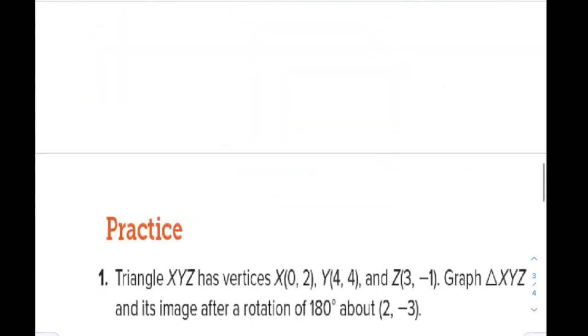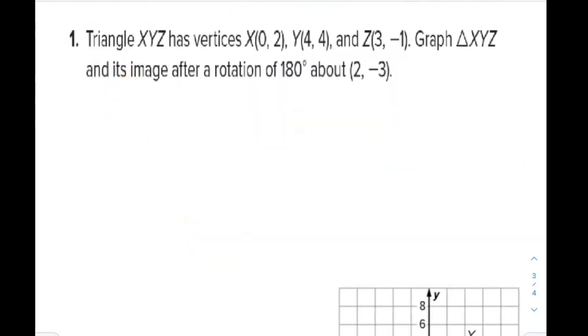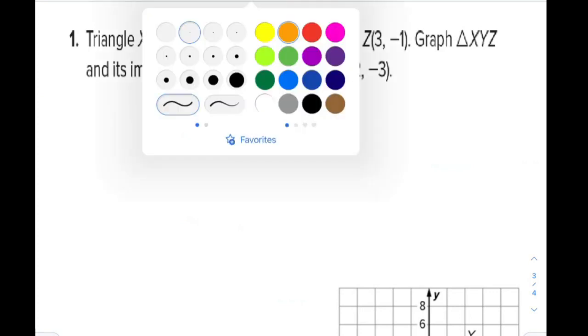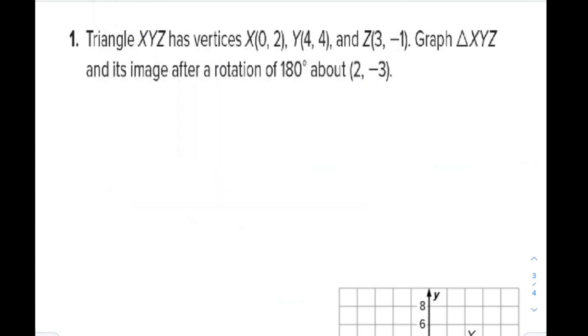Let's do another exercise. Triangle XYZ has vertices X. I will copy them originally. X 0, 2, Y 4, 4, Z 3 and -1. Graph triangle XYZ and its image after rotation of 180 degrees about 2 and -3. So step 1 will be dragging this to 0, 0.